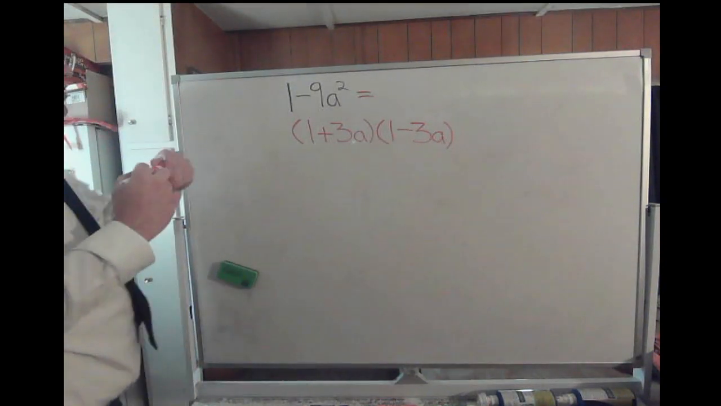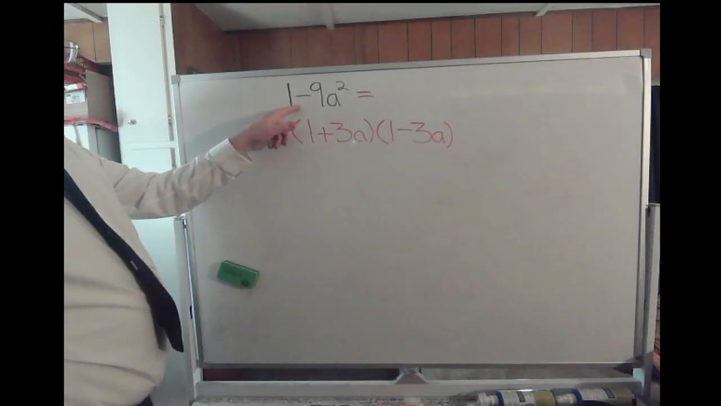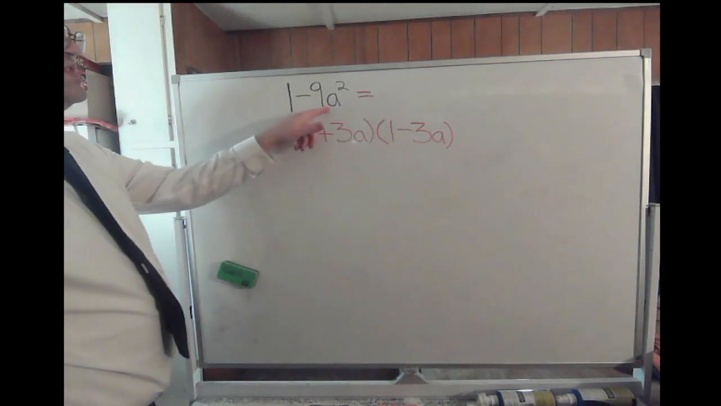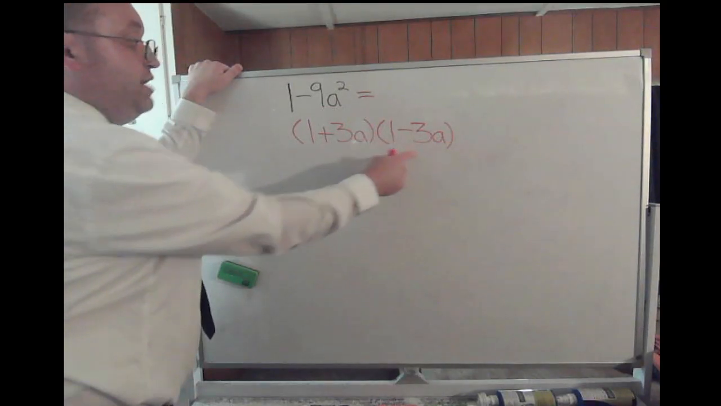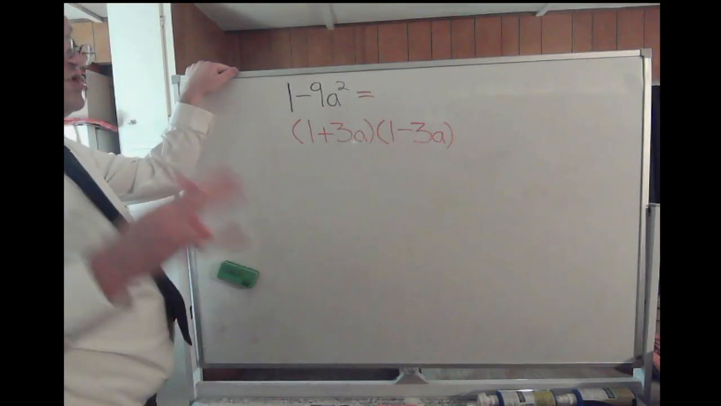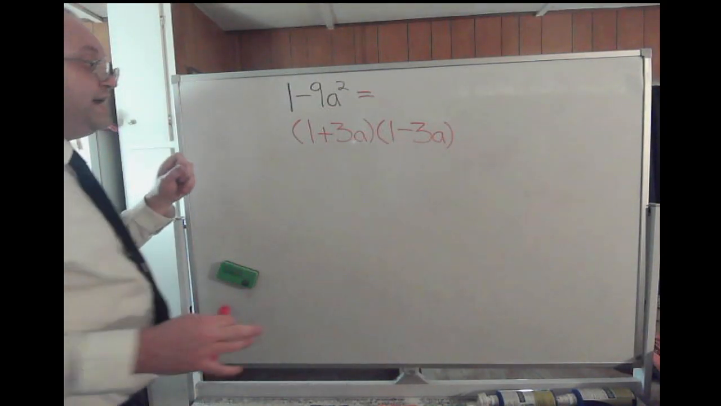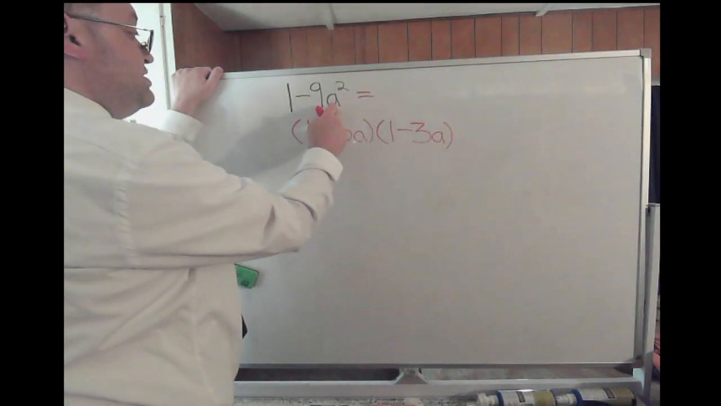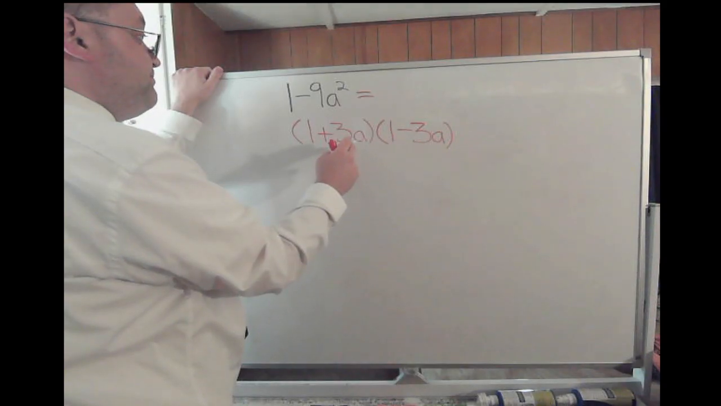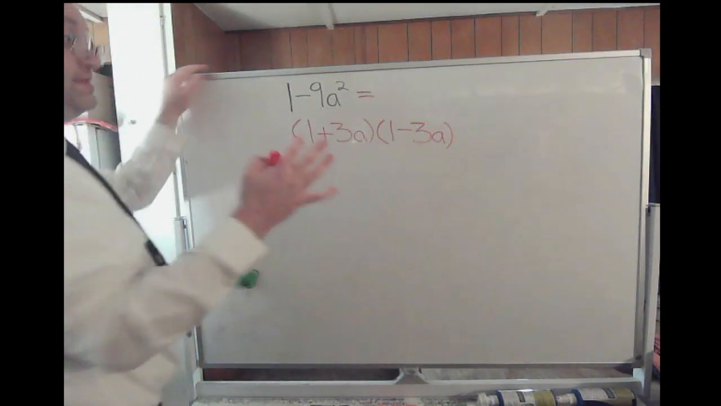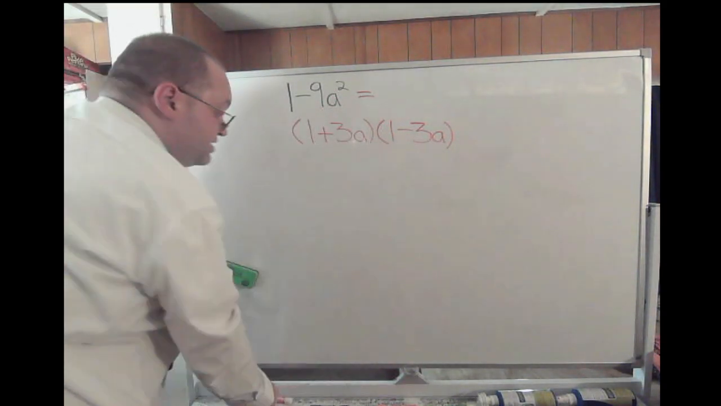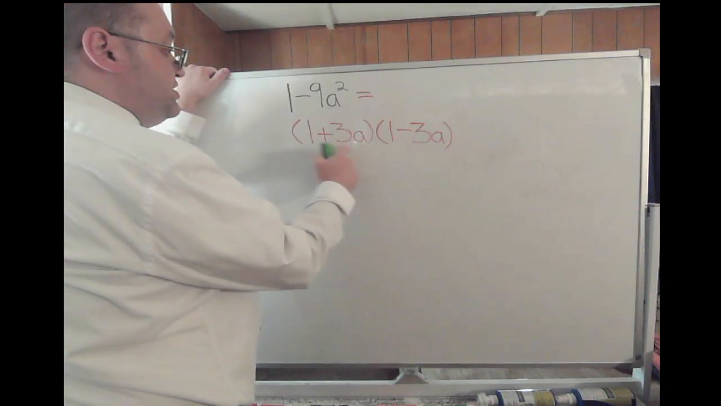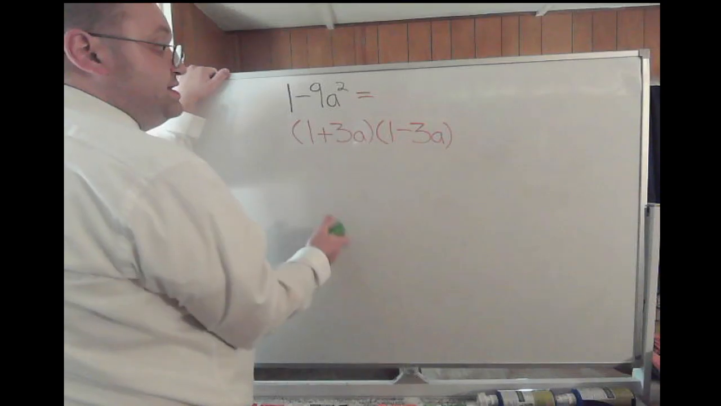So your first term, in the original equation, always remains positive. Your second term is where you do the plus and minus the square root. So if you have a situation such as that, the first term always dictates and will be positive. Your second term will always be the plus or minus the square root of the second term. So you should get the quantity 1 plus 3a, times the quantity 1 minus 3a.